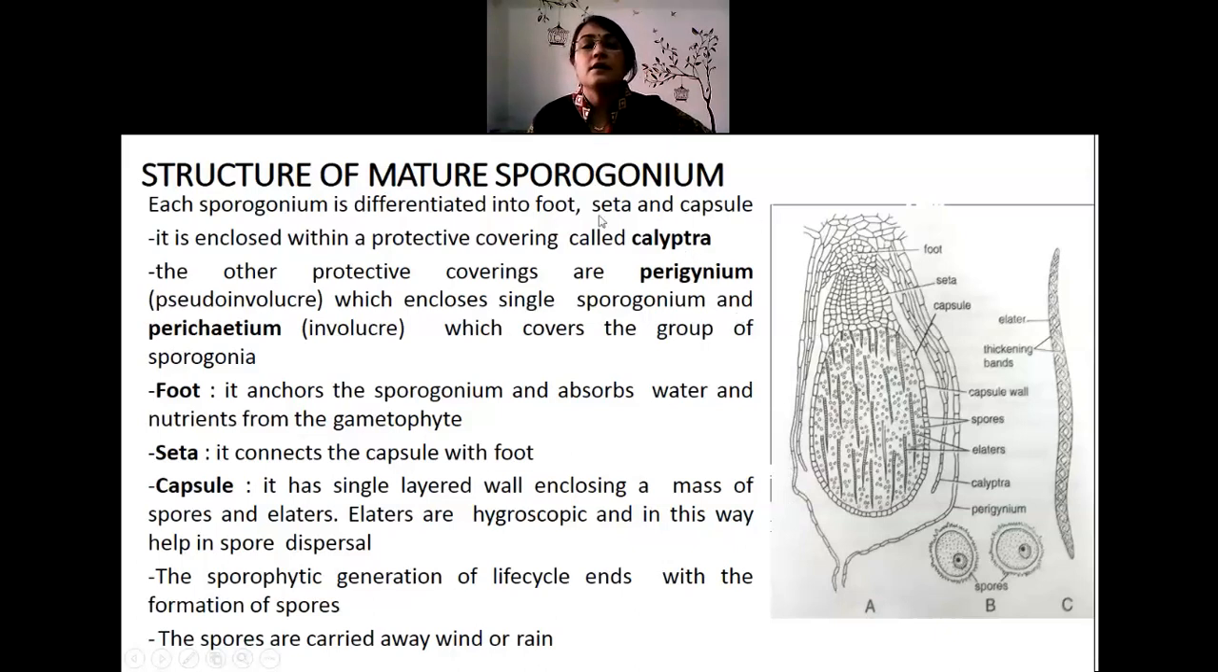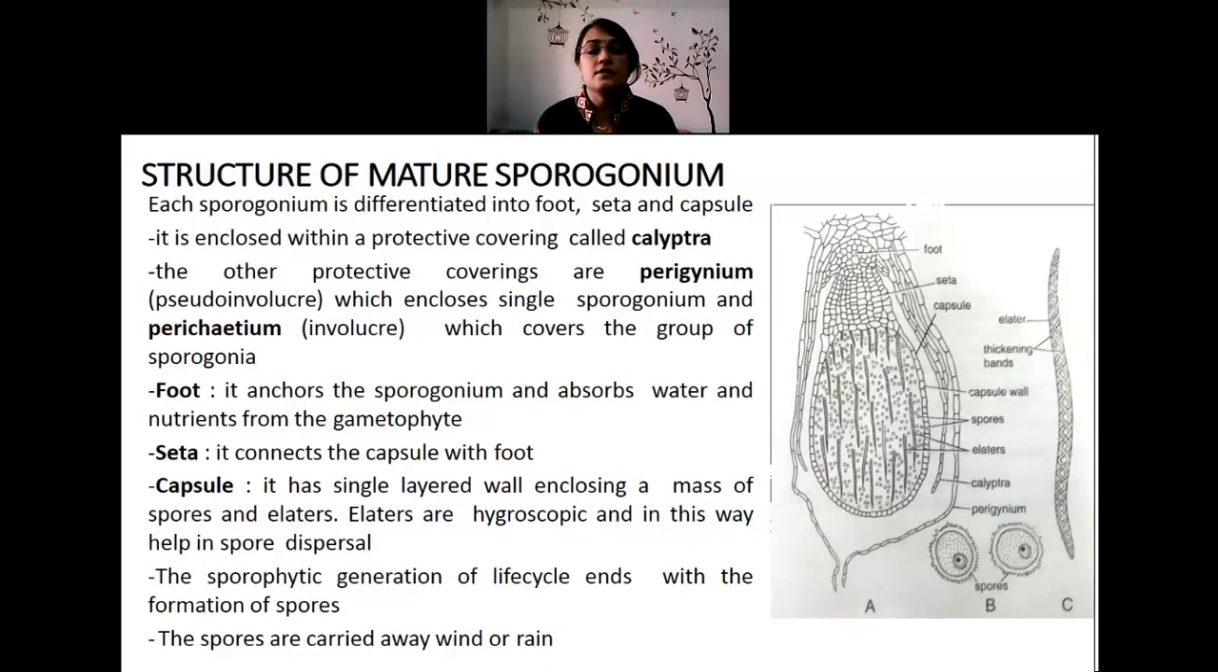The calyptra is a protective covering, that is, the capsule wall is formed from the wall of the venter, while perigynium and pericheatium are additional surrounding coverings of the sporophyte. Coming to the different parts of a sporophyte, we find a foot which anchors the sporophyte and absorbs water and nutrients from the gametophyte. Seta is a structure connecting the capsule and the foot, which is a few layers in thickness and few layers in height.